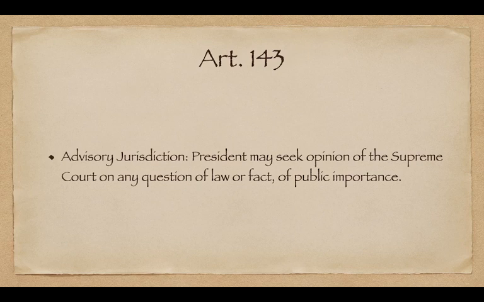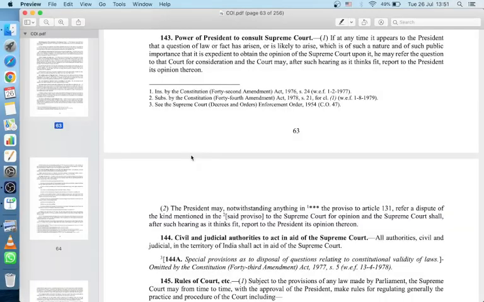The question needs to be of public importance as per the judgment of the President, who of course will act on the aid and advice of his Council of Ministers led by the Prime Minister. So a lot of things in the background. Let's look at the actual article.